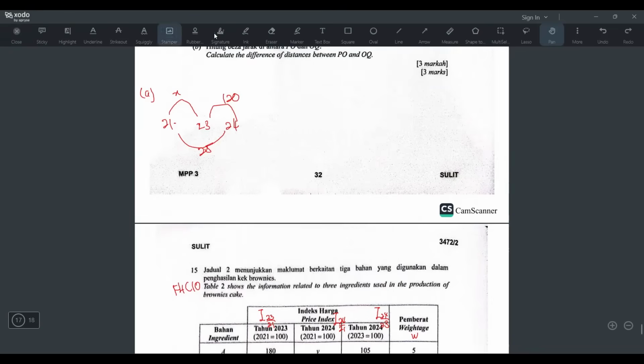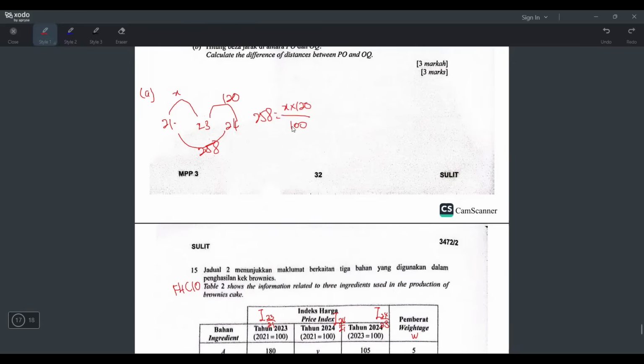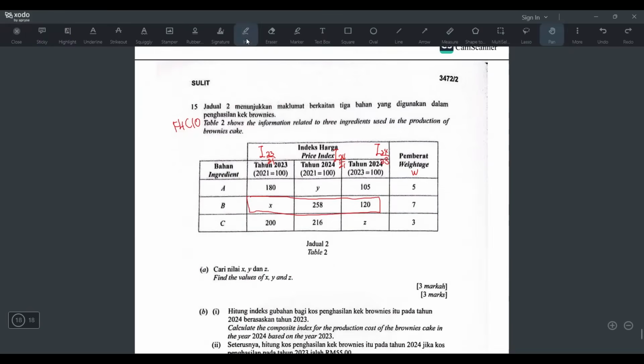Okay, how to find X? The formula is always the bottom line, which is the longest line, equals the top times the top divided by 100. Yes, for the smiley face, the bottom line, which is the longest line, equals top times top divided by 100. So now you can find X. 258 times 100 divided by 120. The answer is 215. I will write it on the diagram at the same time also, because I might use it later for my part B, part C.